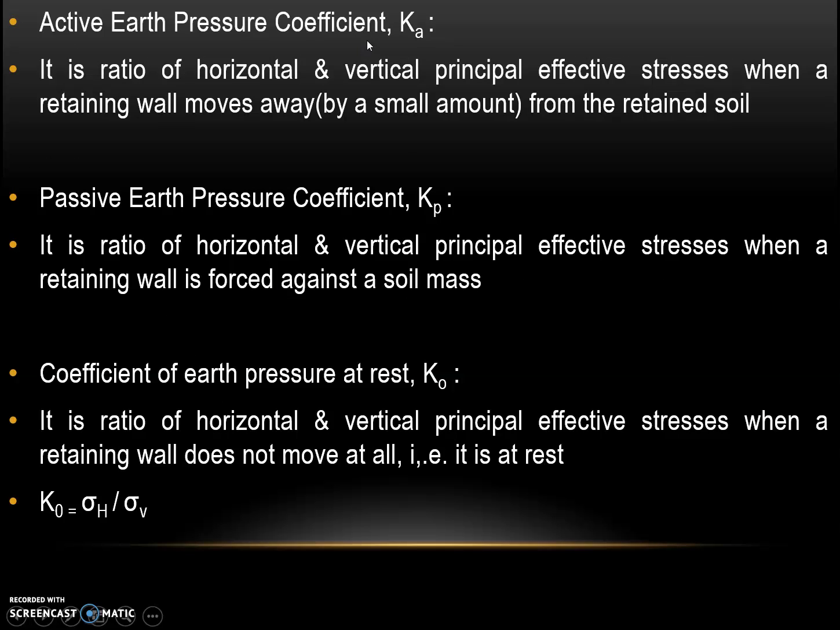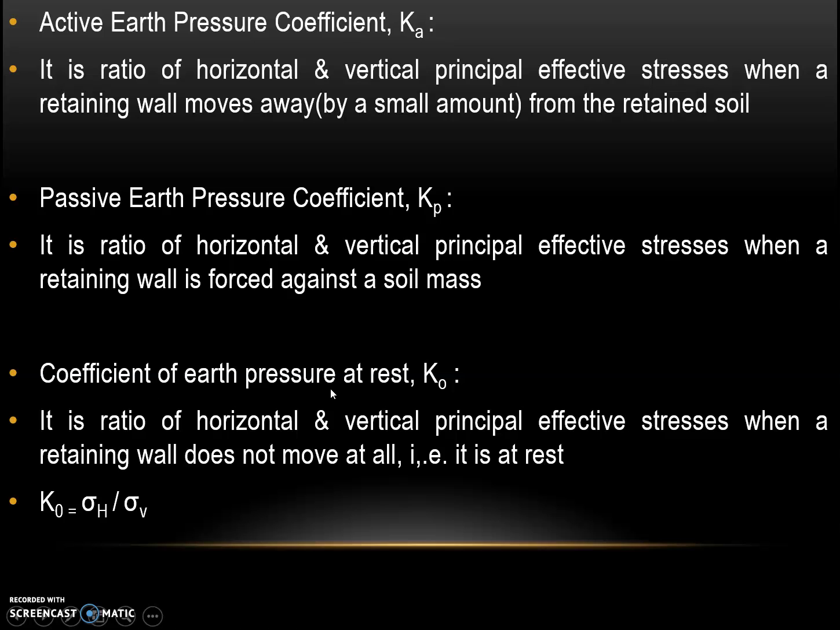Next is active earth pressure coefficient Ka. It is the ratio of horizontal and vertical principal effective stresses when a retaining wall moves away by a small amount from the retained soil, whereas passive earth pressure coefficient Kp is the ratio of horizontal and vertical principal effective stresses when a retaining wall is forced against a soil mass.